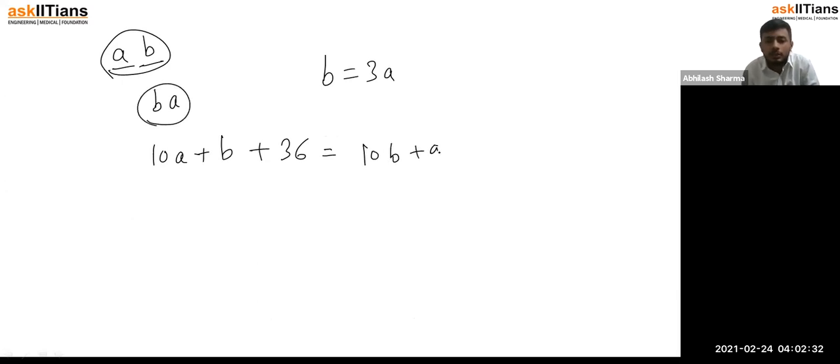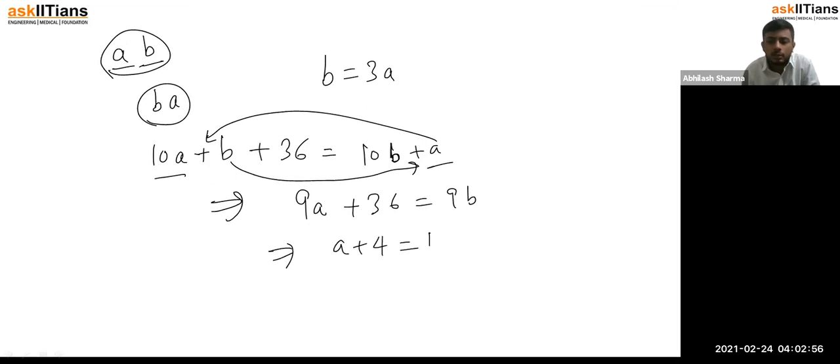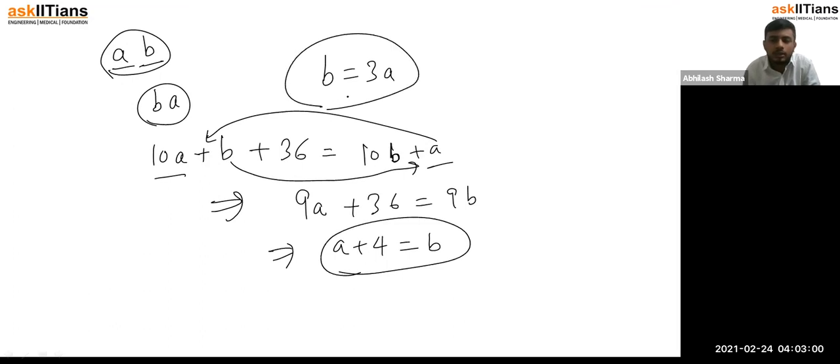10B plus A. So now look, from here, what are we getting on simplifying? 10A minus A will be 9A. I have just taken it here, okay? So 10A minus A will be 9A plus 36. Now take this B here. So it will become 10B minus B, which is 9B. Divide by 9 on both sides, and you get A plus 4 is equal to B, okay? So that's what we are getting. So these two equations are there.